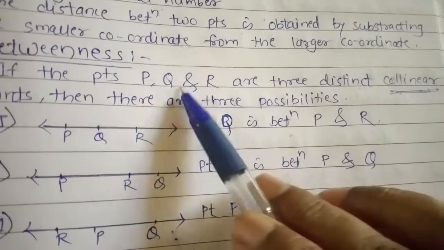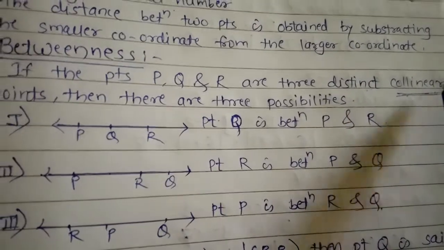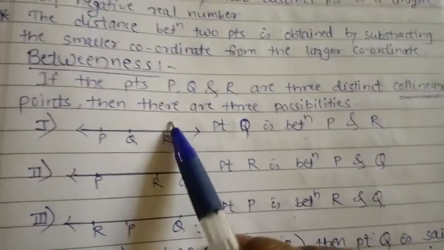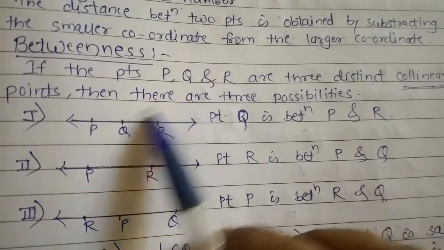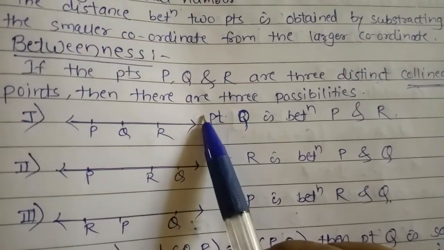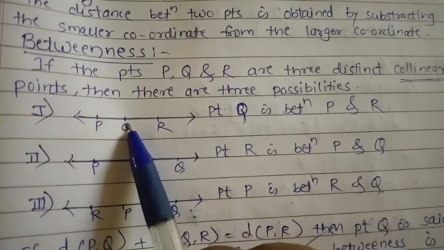So if we are given P, Q, R, these are three different collinear points, meaning these points are on the same line. Then there are three possibilities. If these 3 points are given on a line, then we get 3 possibilities.